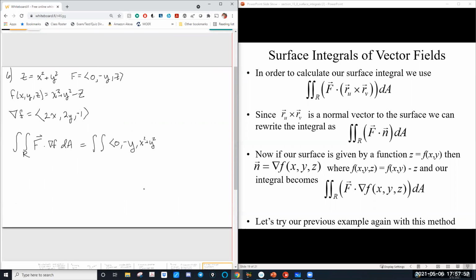There was nothing wrong with what I had. You could have subbed in the x squared plus y squared at that last step. But I just want to change it here because I don't want to have the z in there when I know I'm not going to integrate with respect to it. And our gradient, 2x, 2y, negative 1.